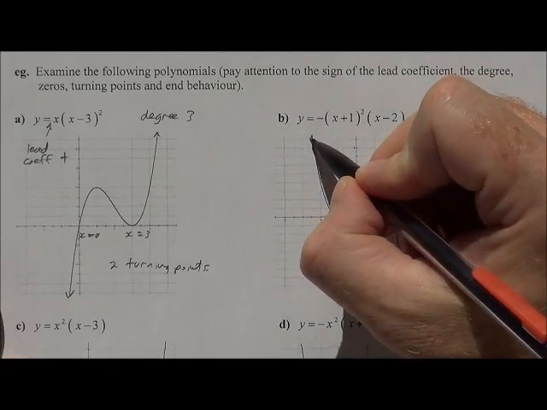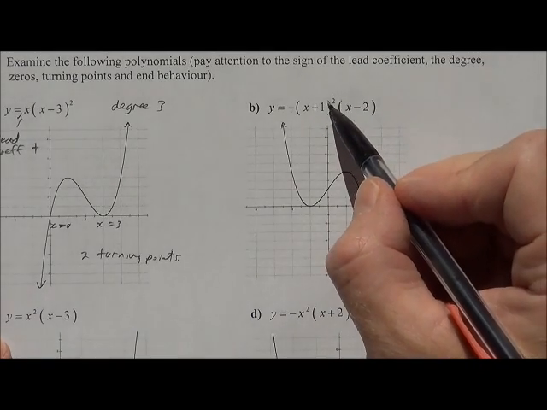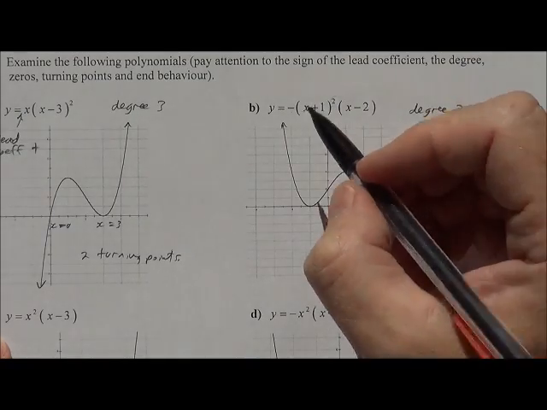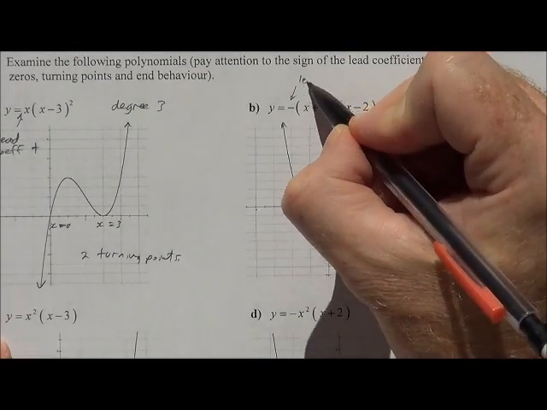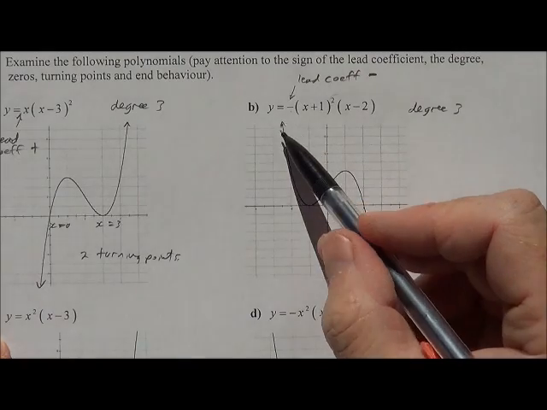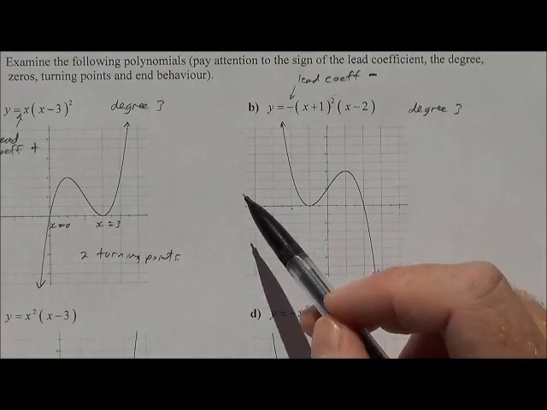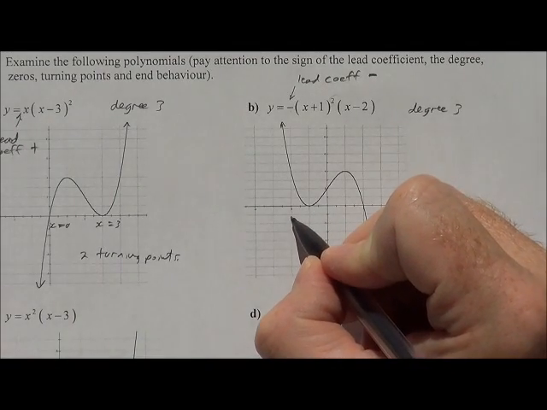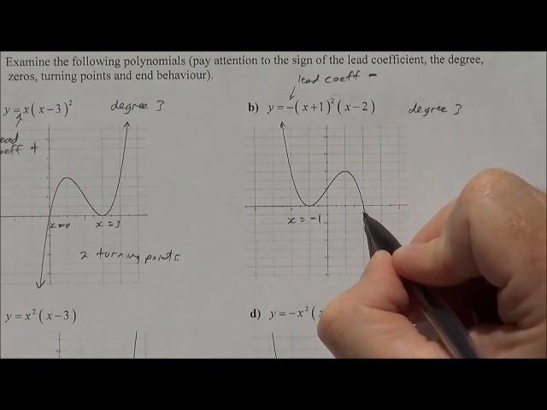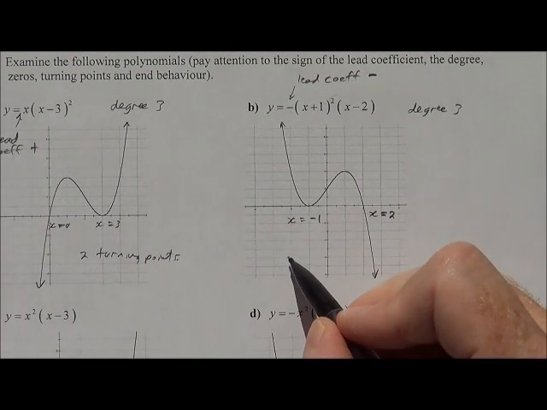Okay. Moving along to part B. We've got degree 2 here and degree 1, so when you multiply those together you're going to get degree 3. We've got a negative lead coefficient, which means that generally speaking the graph is decreasing as you go from left to right. We have zeros at x equals negative 1 and x equals 2. And we've got two turning points.